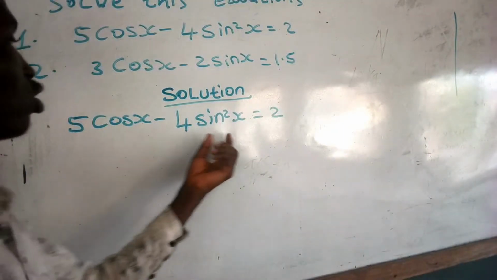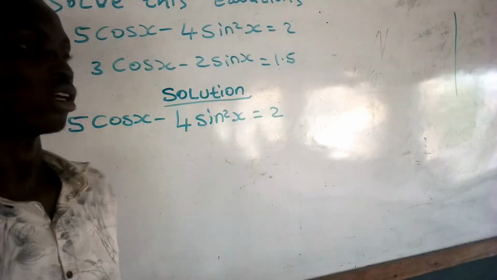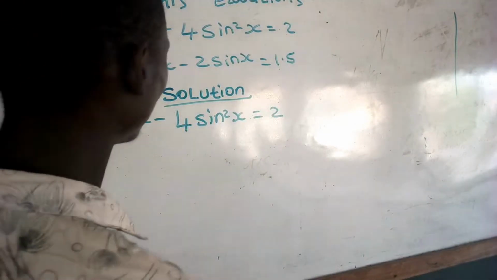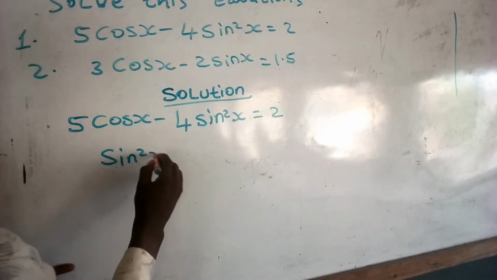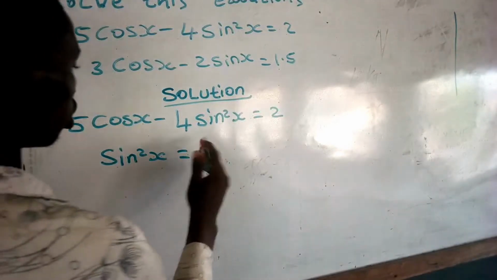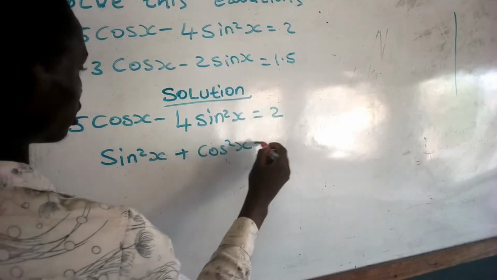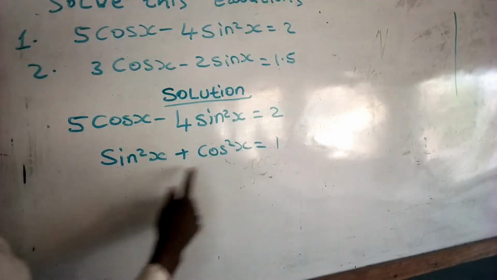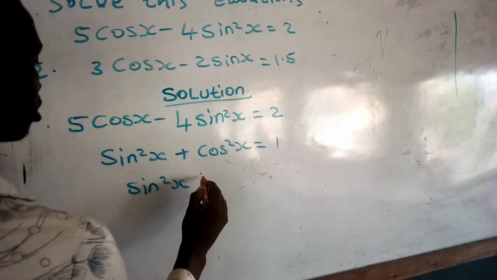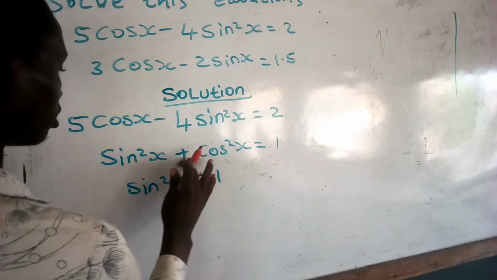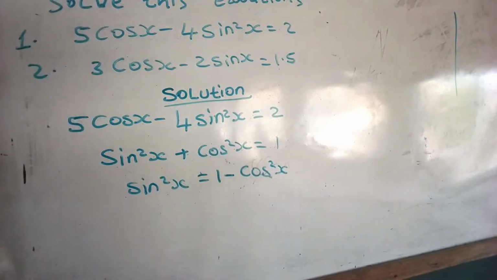Now anytime you are solving this kind of question and you see sin square, what you should know in your mind is that you should use this trigonometric identity, which says sin square s plus cos square s is equal to 1. Now if I take this to this side, it becomes sin square s is equal to 1 minus cos square s.